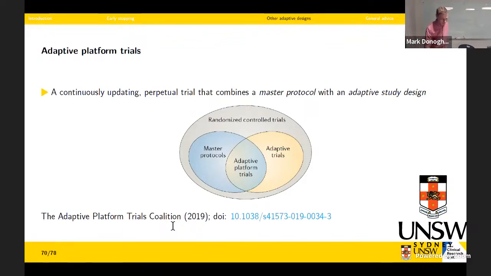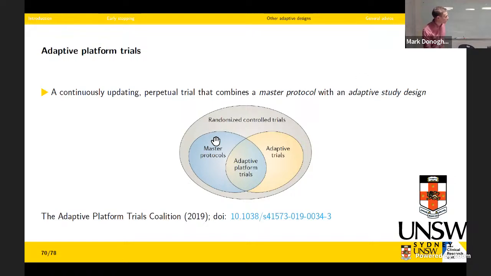Finally, as an example, this is kind of like the granddaddy of adaptive designs, adaptive platform trials. You set up a platform where you're going to do trials from, and the trial itself is continuously updating and it's perpetual. It can keep going for as long as you like, combining a master protocol with an adaptive study design.